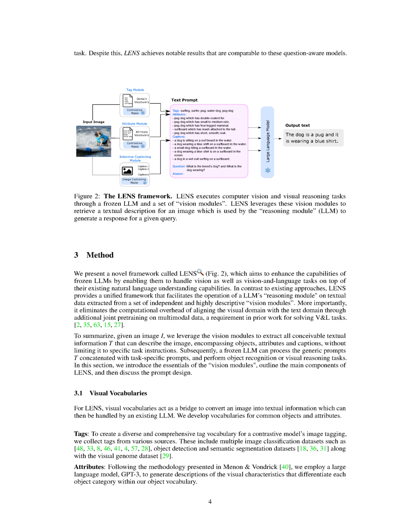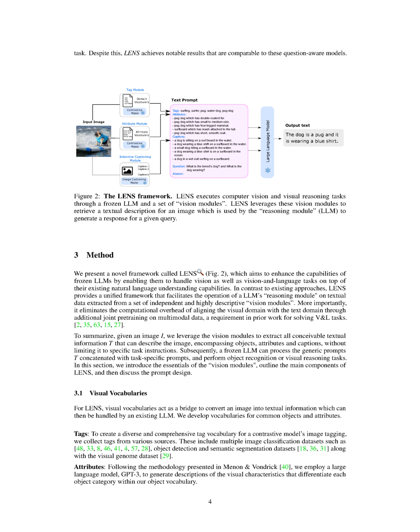3.1 Visual vocabularies. In the Lens framework, visual vocabularies play a pivotal role as a medium to transform an image into textual data that can then be processed by a pre-existing language model. We formulate vocabularies for usual objects and attributes. Tags. To assemble a varied and exhaustive tag vocabulary for a model's image tagging, we gather tags from numerous sources. These sources encompass multiple image classification datasets, object detection, and semantic segmentation datasets, as well as the visual genome dataset. Attributes. Pursuing the approach presented in our methodology, we use a robust language model, GPT-3, to generate descriptions of the visual attributes that distinguish each object category within our object vocabulary.